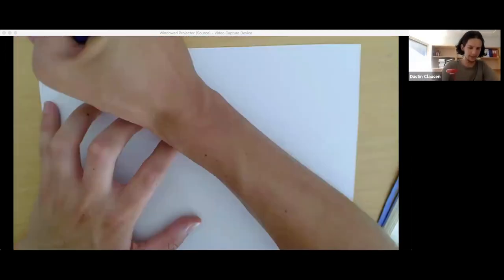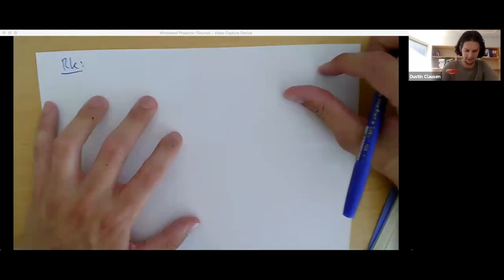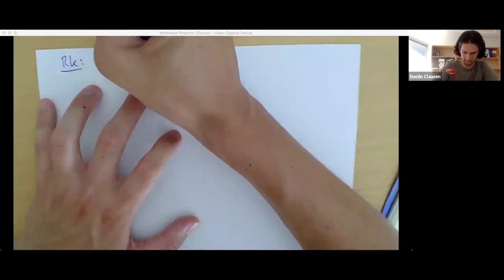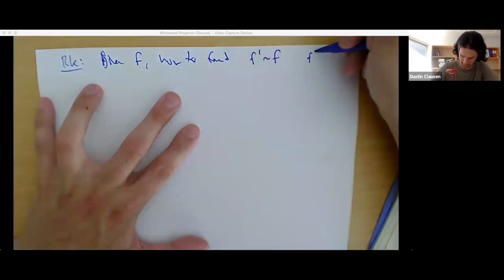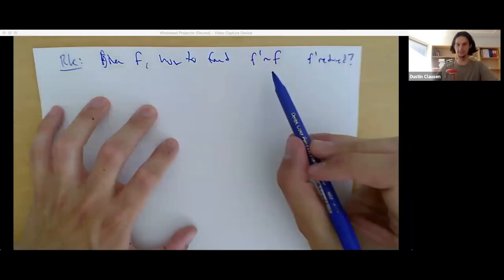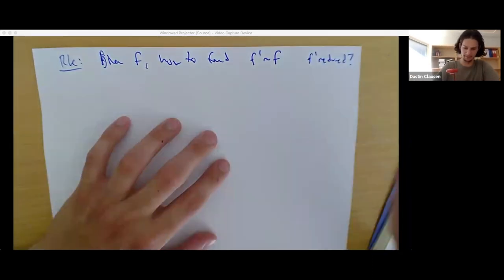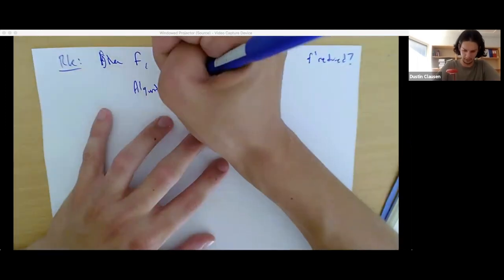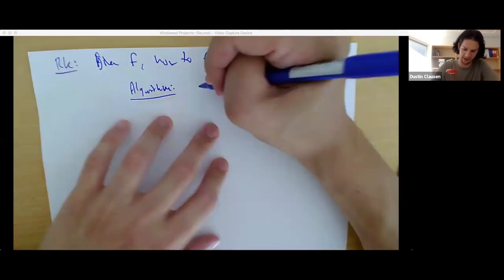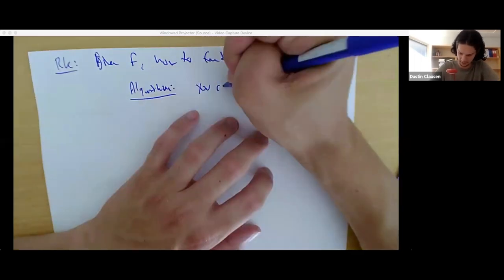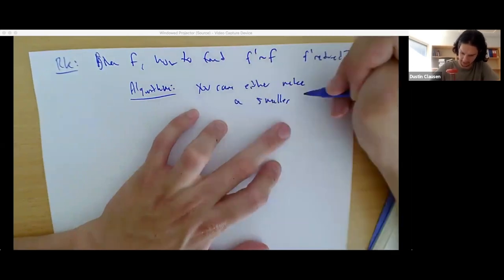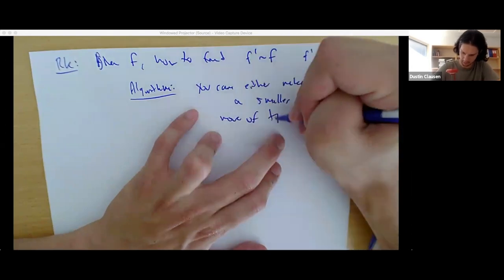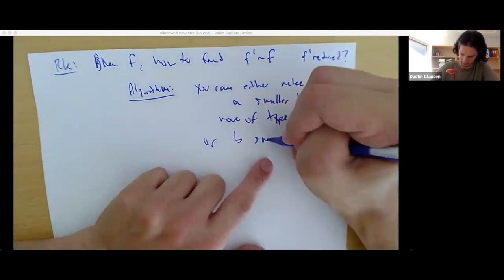So let me make a remark. As I presented it, it's not quite an algorithm, right? So given F, how to find F prime equivalent to F with F prime reduced. So how do you explicitly find the change of variables? So there's an algorithm, and it's very simple. So the algorithm says you can either make A smaller by a move of type one, or B smaller by a move of type two.